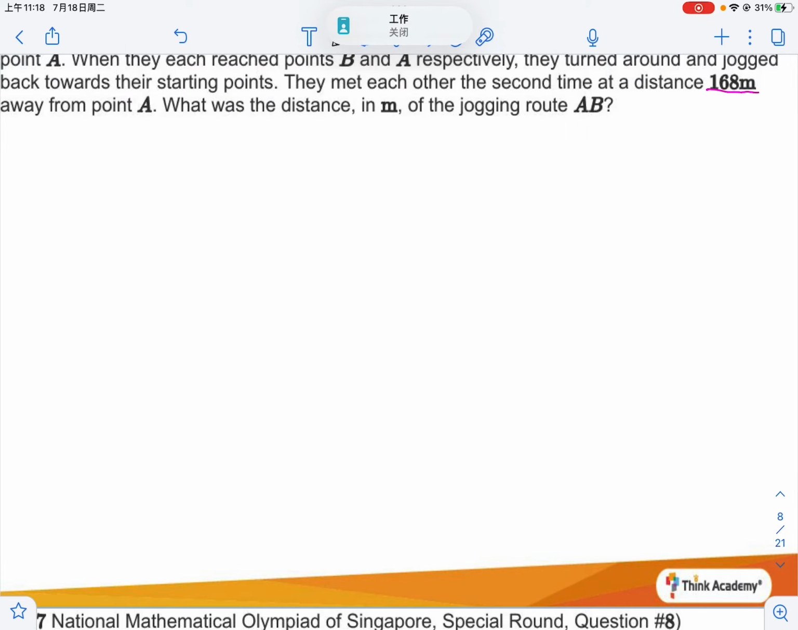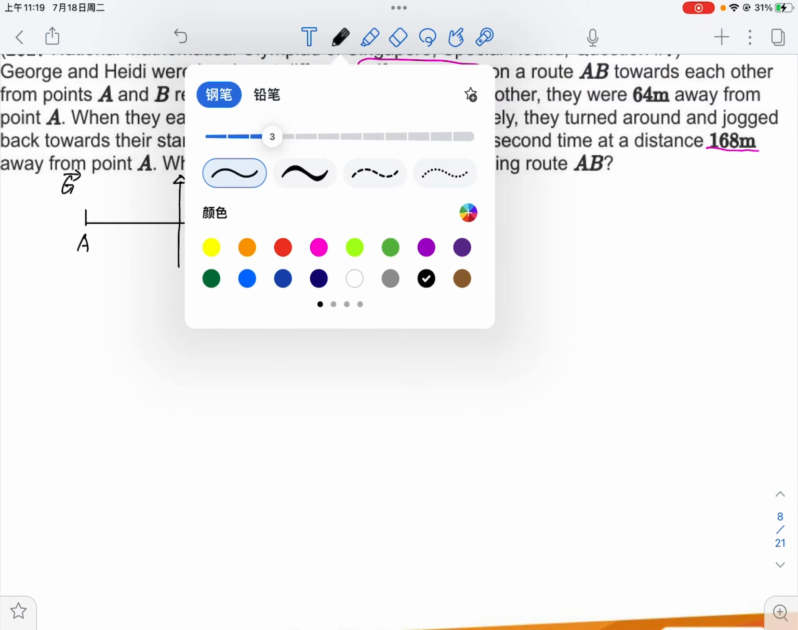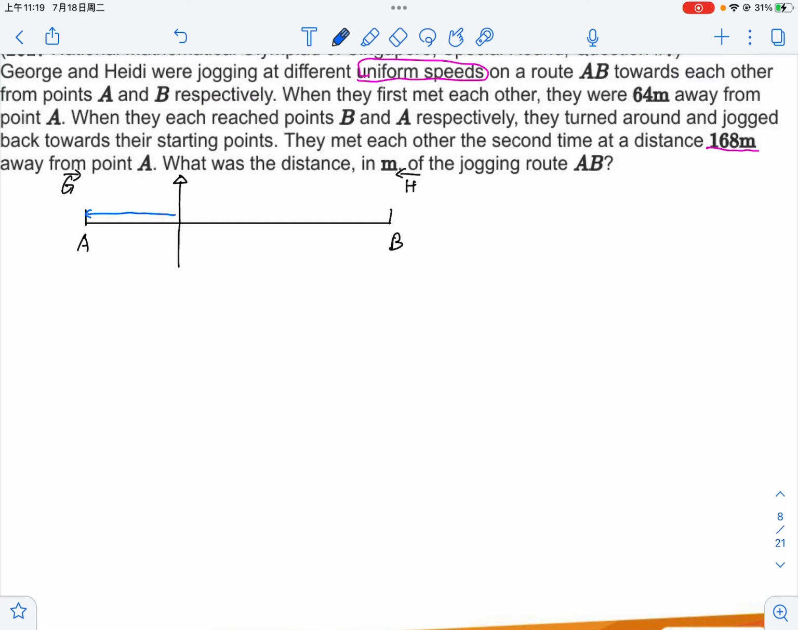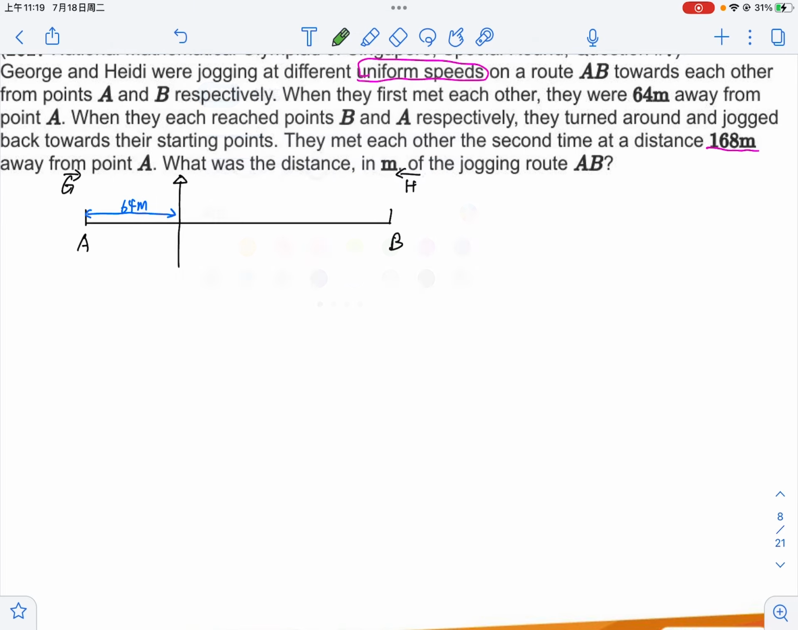Okay, for this question, you need to draw the diagram. This is A and this is B. George goes from here, and this one, H, from here. Okay, let's assume they first meet at this place. And we know the distance of this one should be 64 meters. And let's choose another pen, maybe this green one. This will be G1, the first time.